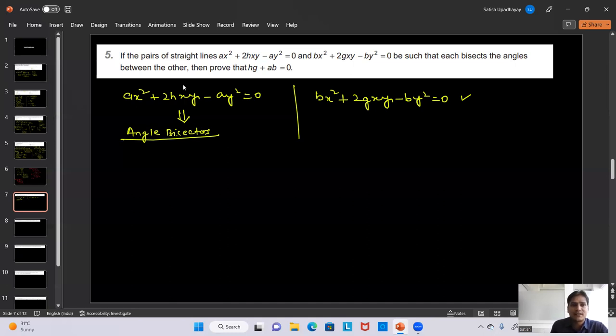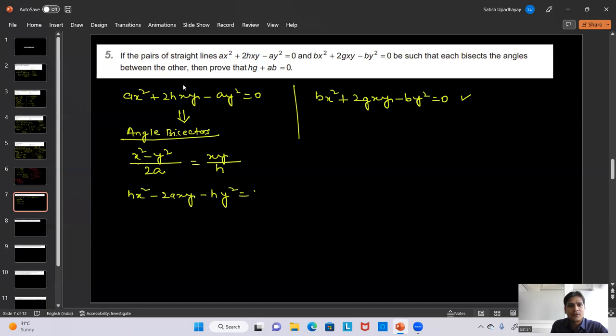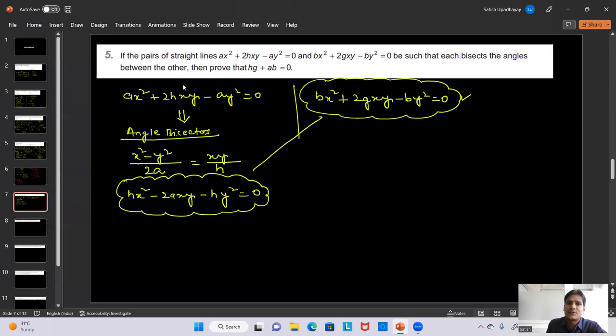So let me first write the angle bisector for this. It will be x square minus y square upon a minus b. So a is a here, b is minus a, so it will be 2a, and that will be equal to xy upon h. So from here what we are getting is hx square minus 2axy minus hy square is equal to 0. This is the angle bisector pair of lines. This is also a pair of lines, and these are the angle bisectors of this pair of straight lines. Now, as per the question, these two lines are same.